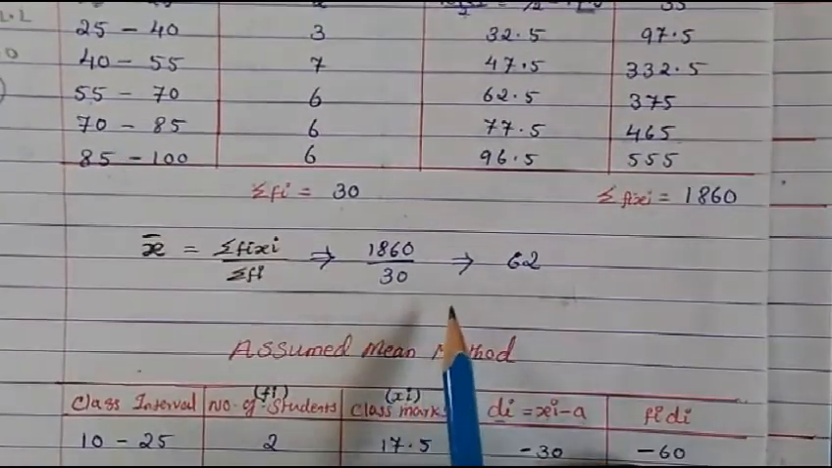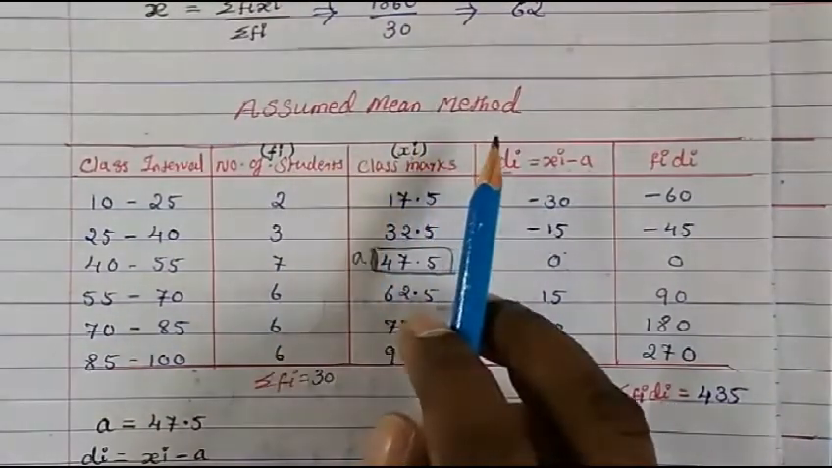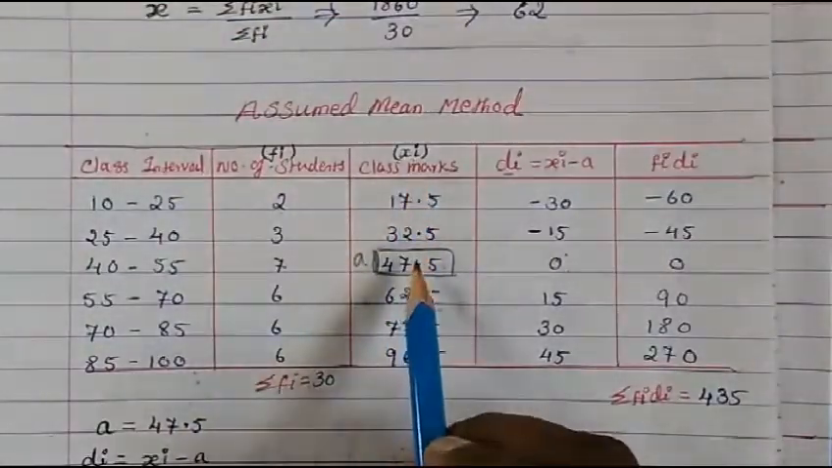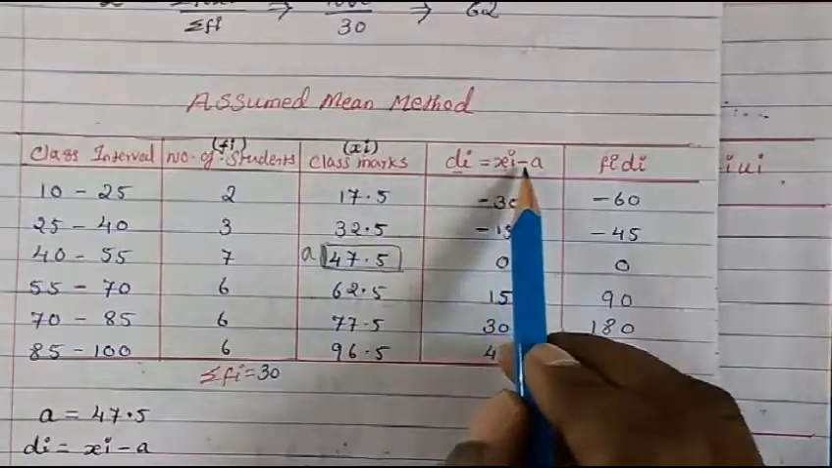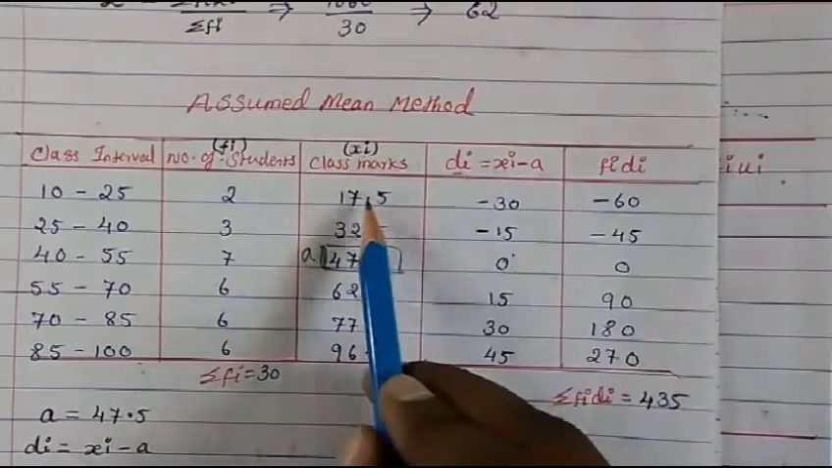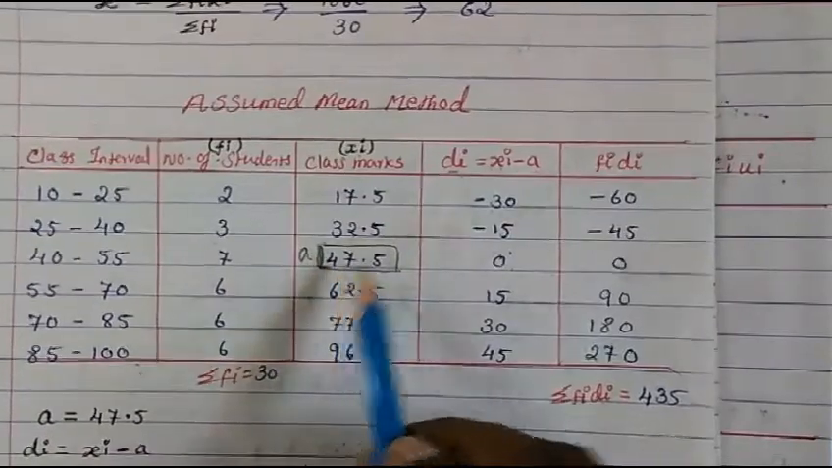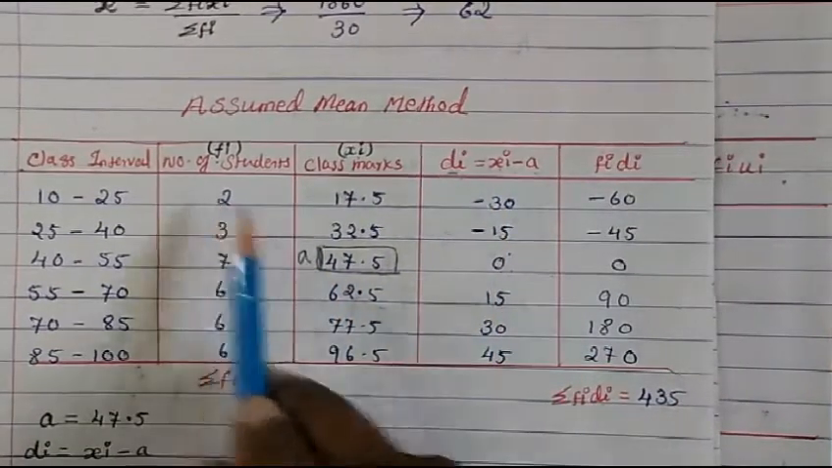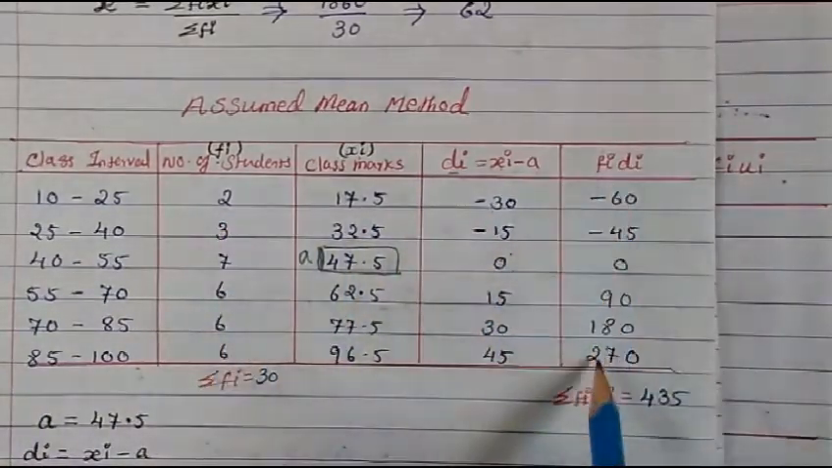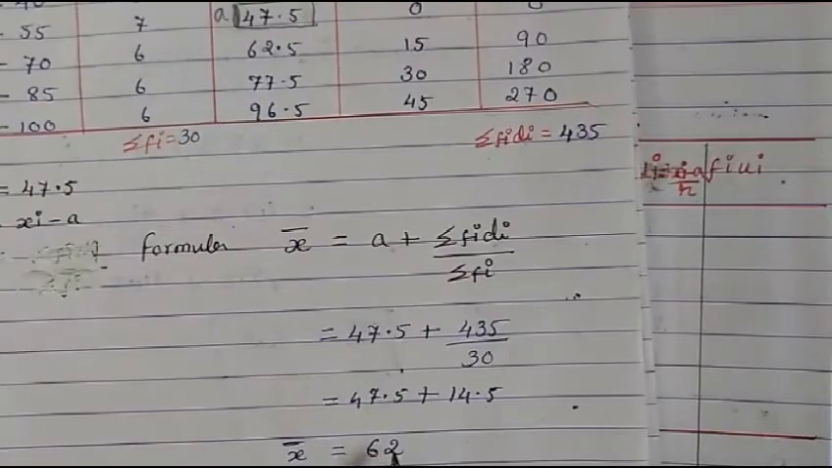So you can use this method, or you can use the assumed mean method, where up to xi we find, and then we find di, where di is xi minus a. So xi is here, and a is the assumed mean. So we have to find the di column. Then afterwards you multiply fi and di, put it in the formula and find the mean.